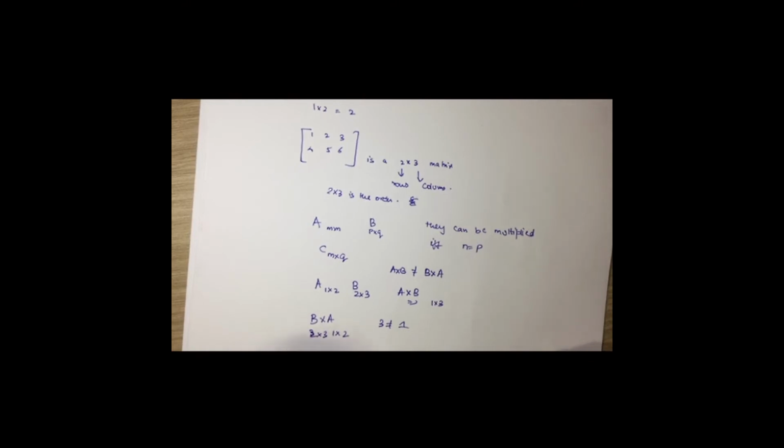There are a few other properties like distribution, like A into (B plus C) gives us AB plus AC, and we have scalar multiplication, which is lambda times AB equals lambda A into B equals A times lambda B. So when there's scalar multiplication, it follows like a dot product. The constant gets multiplied throughout the entries, all the elements. Suppose we have lambda times a matrix of all 1s. We get it as lambda, lambda, lambda, and so on.